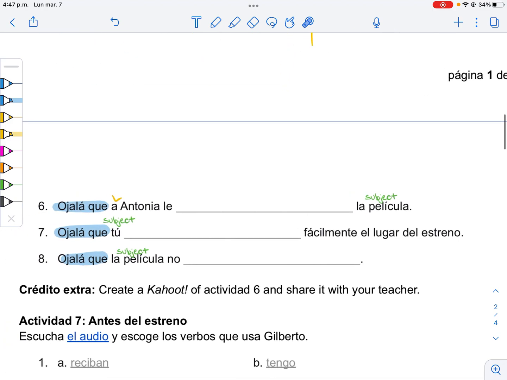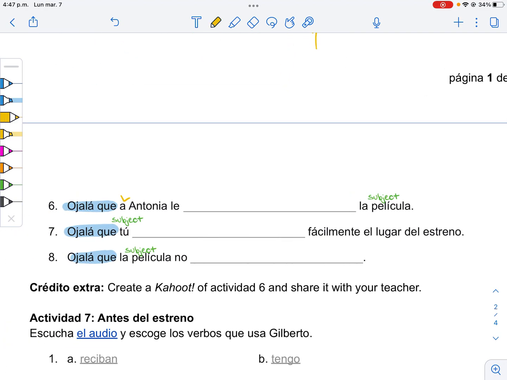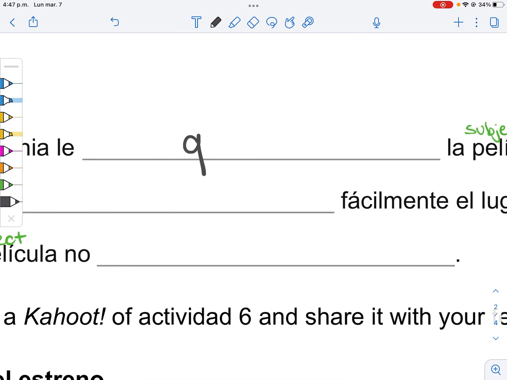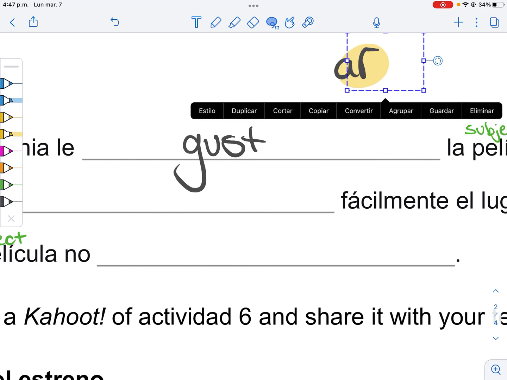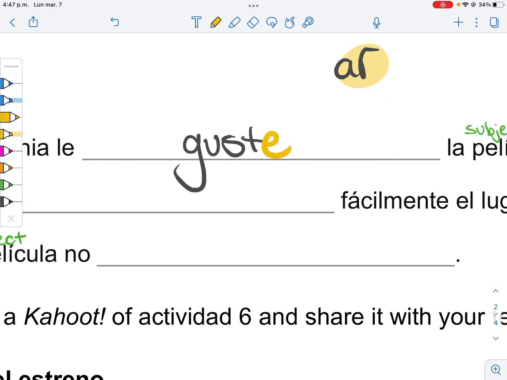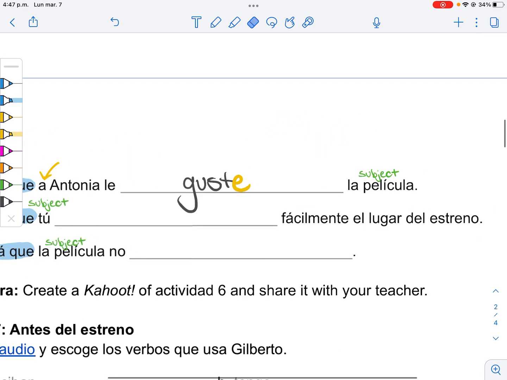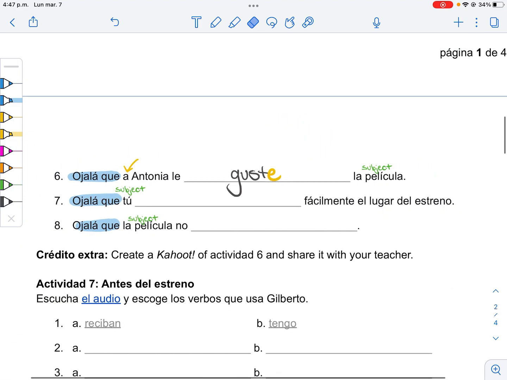Número 6, is that what we're on? Yeah, this was gustar. Gustar, we're going to take that AR verb. We're going to change that AR to an E, but because we are talking about just one movie, we leave it alone. Ojalá que a Antonia le guste la película.